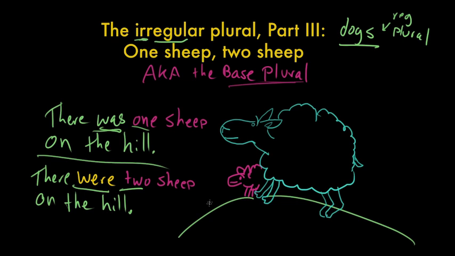It's a base plural. So in standard English, the form is two sheep and not two sheeps. You see? Now, there are more words that do behave this way, so let's go investigate.